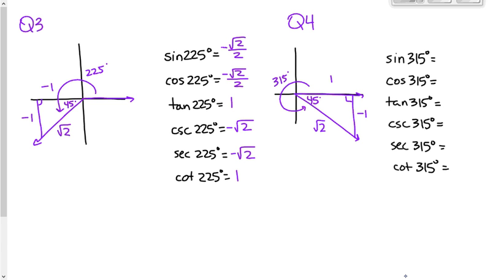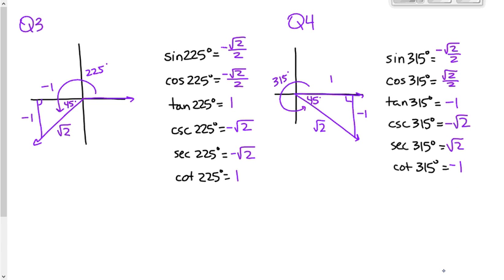Sine, opposite over hypotenuse, negative 1 over square root 2 is negative square root 2 over 2. Cosine, adjacent over hypotenuse, 1 over square root 2 is square root 2 over 2. Tangent, opposite over adjacent, negative 1 over 1 is negative 1. Cosecant, hypotenuse over opposite, square root 2 over negative 1 is negative square root 2. Secant, hypotenuse over adjacent, square root 2 over 1 is square root 2. And cotangent, adjacent over opposite, 1 over negative 1 is negative 1.